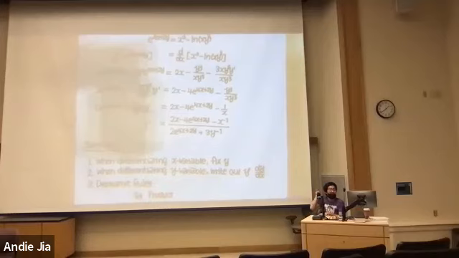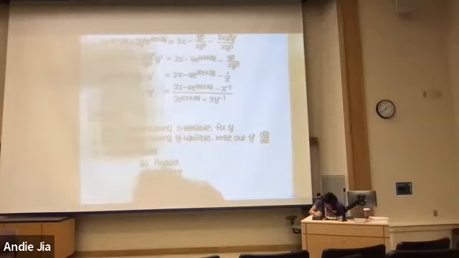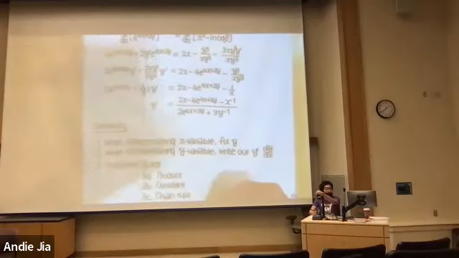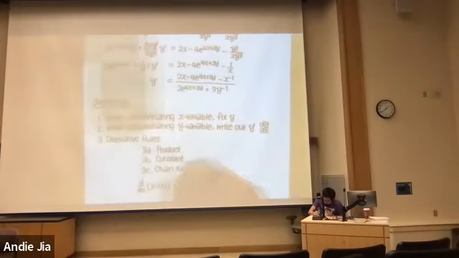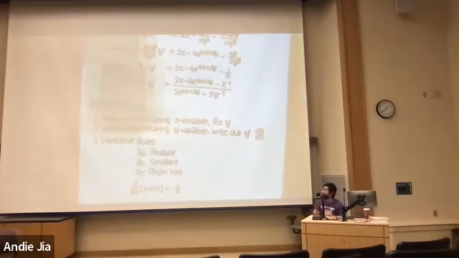Actually, by the end, I want to say another derivative rule. It is the derivative of natural log of x is 1 over x. Okay, that's all for 3.5.